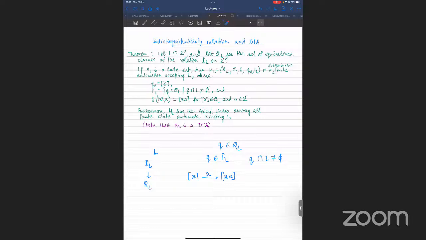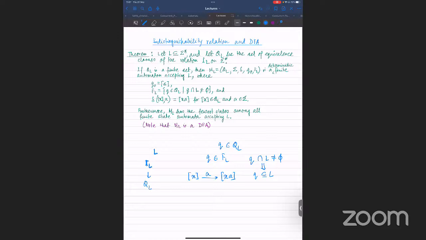Now, since it's the indistinguishability relation with respect to L, indeed Q intersection L not equal to empty set. So it means that Q is a subset of L. Correct? You are right. Good that you see this.